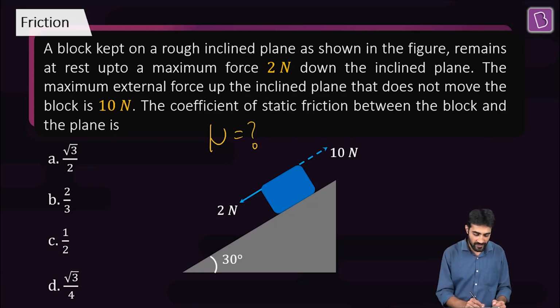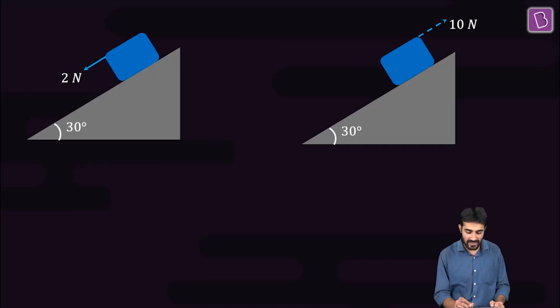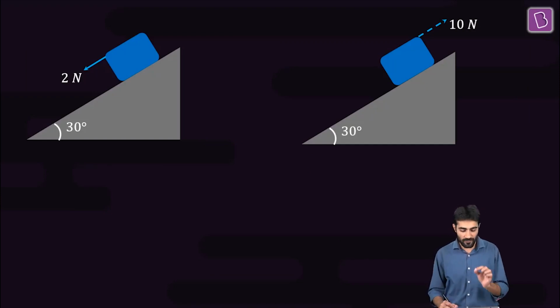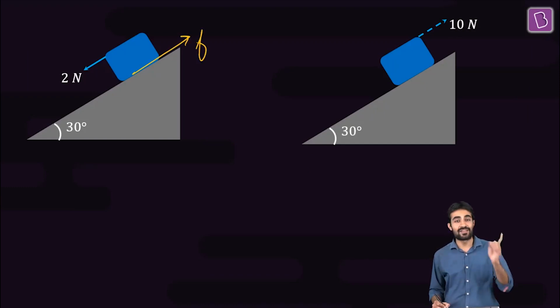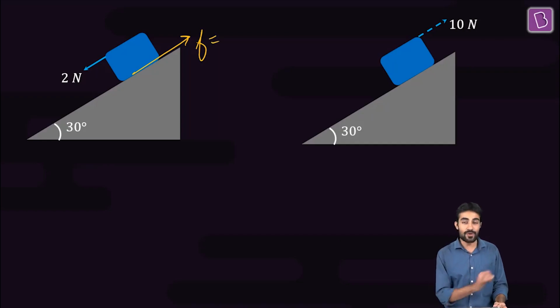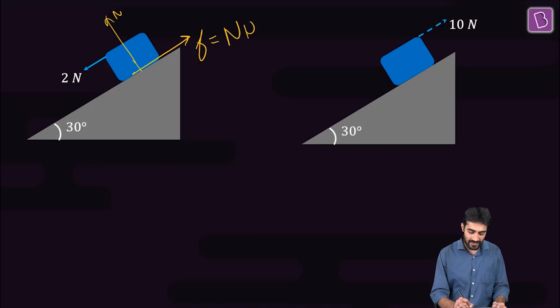First situation, we are applying 2 Newton down the inclined plane, the block does not move. If a force higher than 2 Newton is applied, there will be slipping. This means when 2 Newton was present, the friction force was at its peak value. It was preventing the block from slipping. What is the peak value of friction? You will say it is normal reaction times mu. Correct. Now here is normal reaction and we have to calculate the value of mu.